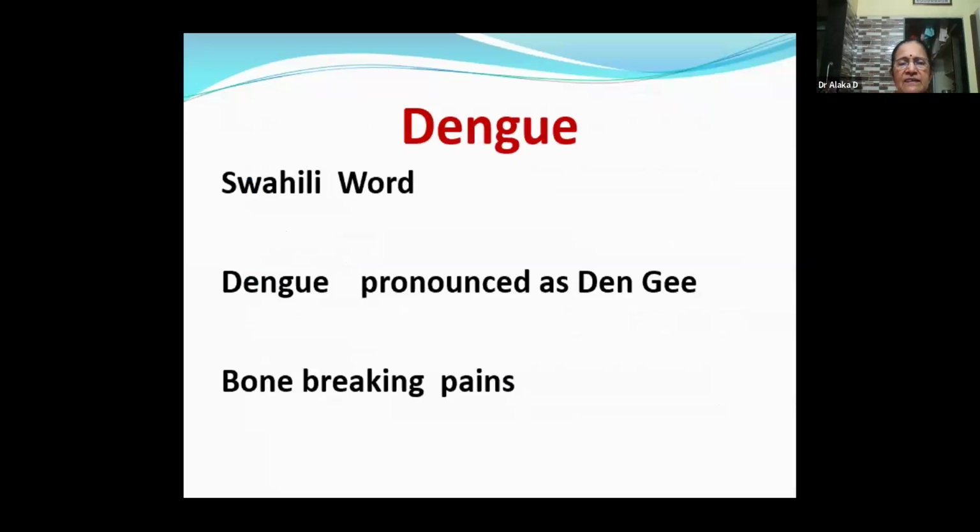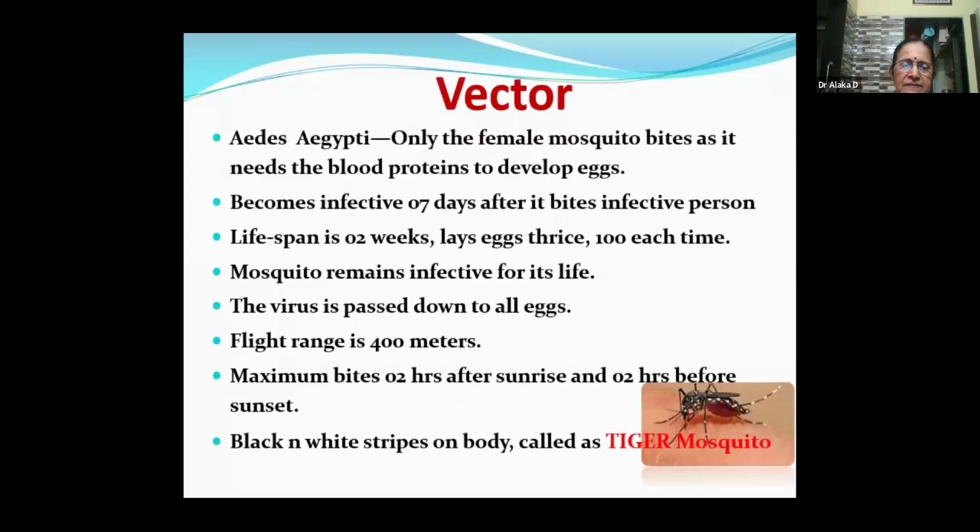Coming to dengue, now the spelling is dengue, but it is pronounced as dengue. It is a Swahili word and it means bone breaking pains. Okay. So the patient complains of bone breaking pains. The pains are in the bones. It's different from our common complaints of our patient. Mittha mittha bukhar aata hai, mitti mitti bukhar aati hai. That is a typical presentation of tuberculosis, remember. Similarly, this bone breaking pains, there is a pain in the bones as if the bones are breaking. And that is the first complaint of these patients.